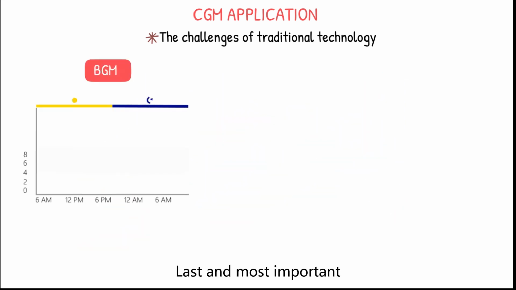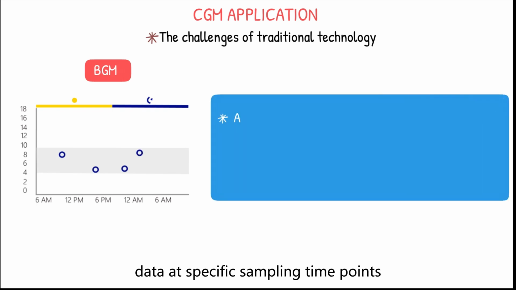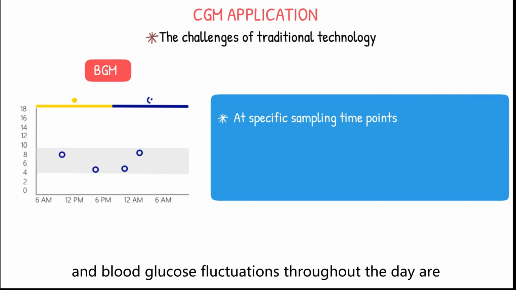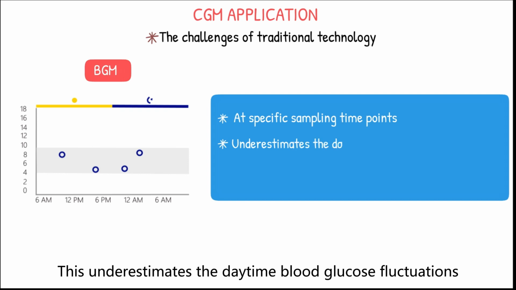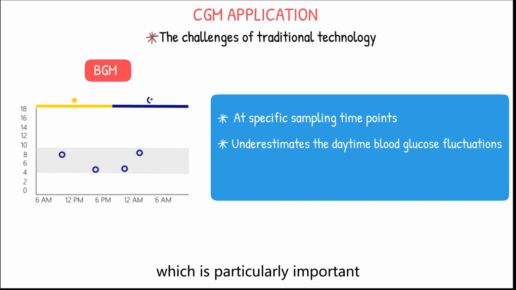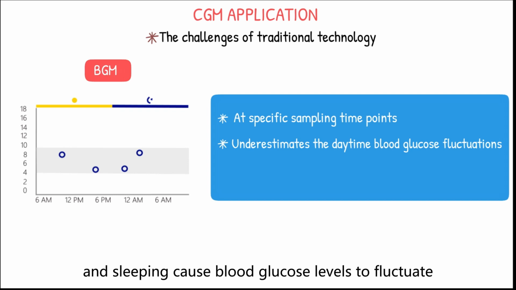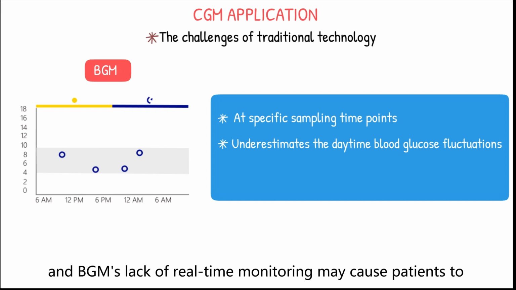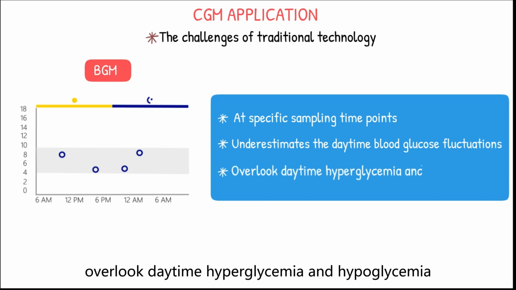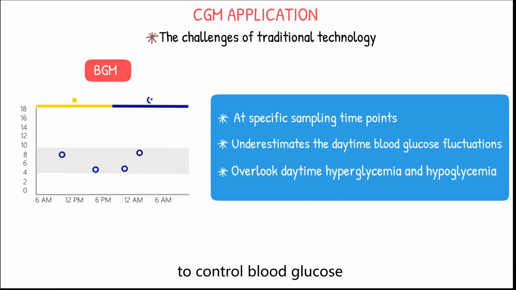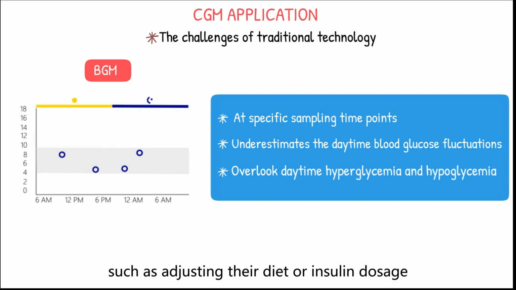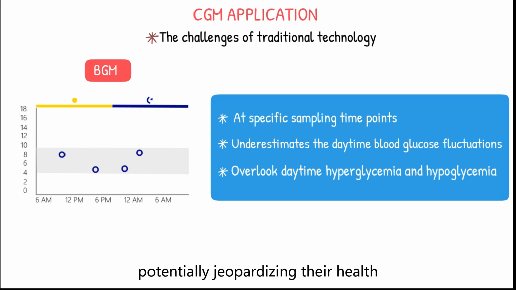Last and most important, BGM can only provide blood glucose concentration data at specific sampling time points, and blood glucose fluctuations throughout the day are inferred from these scattered data points. This underestimates the daytime blood glucose fluctuations, which is particularly important. Daily activities like eating, exercising, and sleeping cause blood glucose levels to fluctuate, and BGM's lack of real-time monitoring may cause patients to overlook daytime hyperglycemia and hypoglycemia. This, in turn, may prevent patients from taking immediate actions to control blood glucose, such as adjusting their diet or insulin dosage, potentially jeopardizing their health.